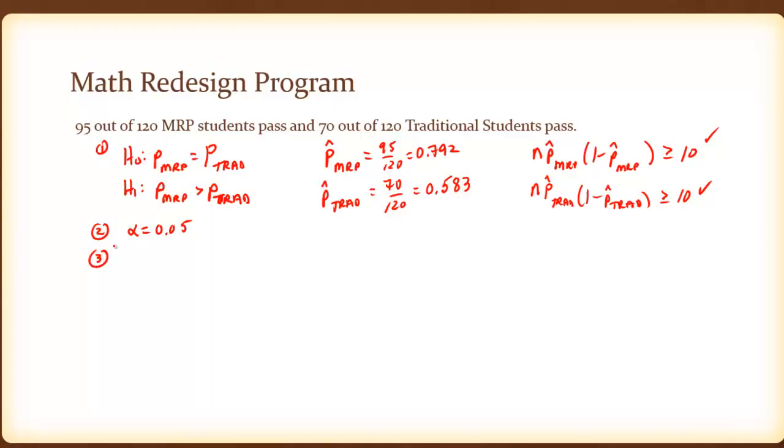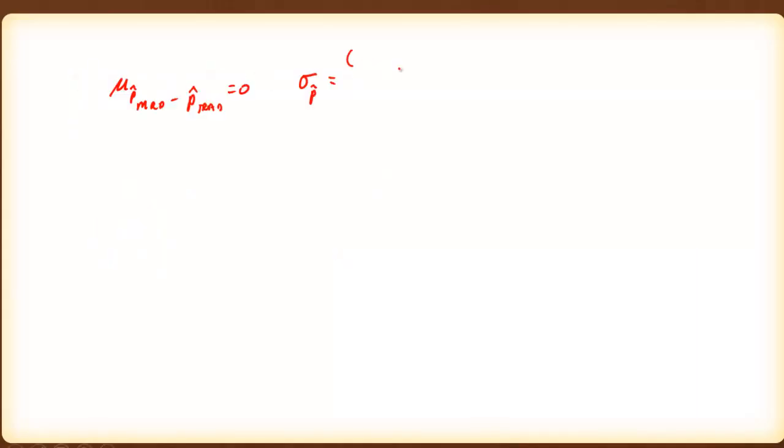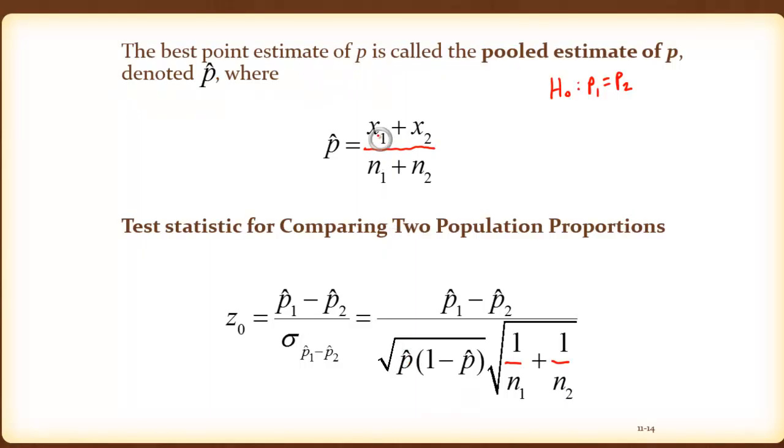Now step 3, we have to come up with our normal model. The mean for the distribution of p hat MRP minus p hat traditional is going to be 0, because again we're assuming that the two proportions are equal to each other, therefore their difference is going to be 0. The standard error is a little bit trickier, and that is the square root of p hat times 1 minus p hat times 1 over n MRP plus 1 over n traditional. Remember, p hat is your pooled estimate, so I have to pool the estimates.